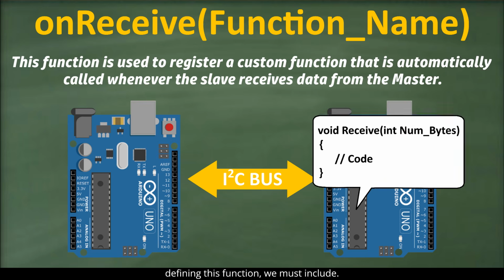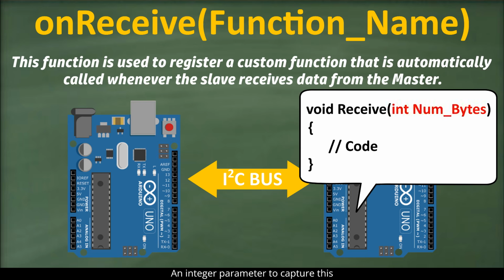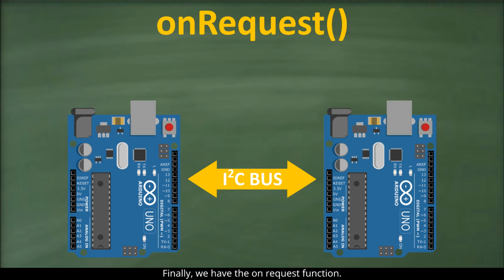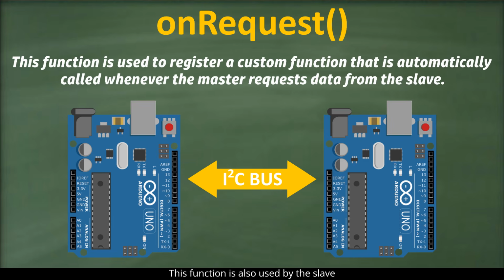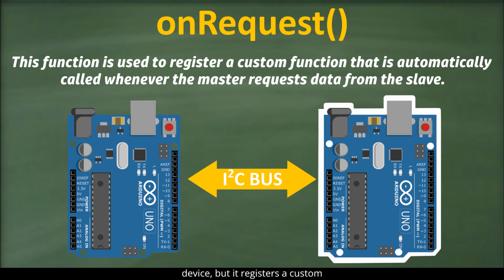Therefore, when defining this function, we must include an integer parameter to capture this value, regardless of whether we choose to use it inside the function or not. Finally, we have the onRequest function. This function is also used by the slave device, but it registers a custom function that is called when the master requests data from the slave.